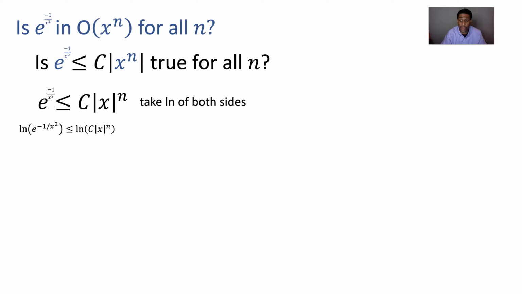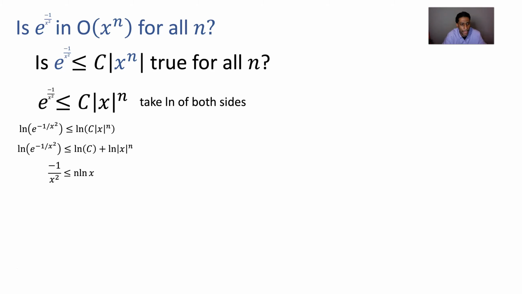And so the log on the right-hand side is a product. It can be broken into two separate logs. And c is a positive constant, so we could drop that part off. On the left-hand side, the ln and the e cancel, and we'll have negative 1 over x squared. On the right-hand side, we could use the log property and bring the n down in front. The log of c is some positive number, so we can drop that off and say, yes, we're also lower than this.